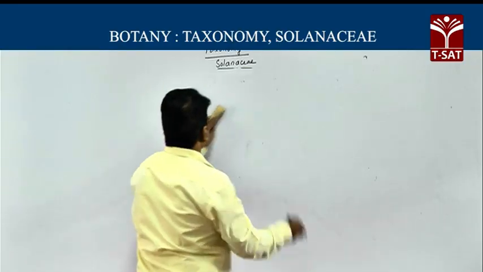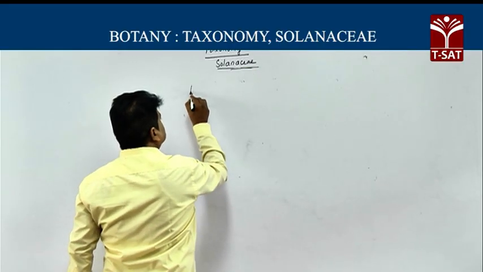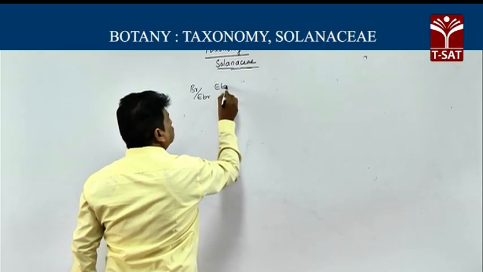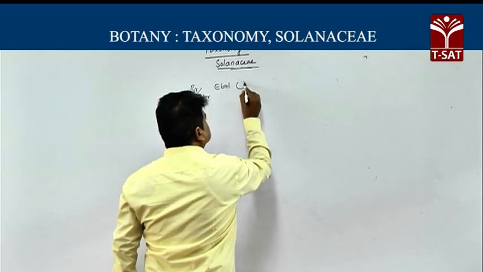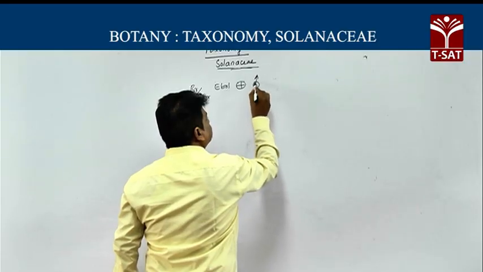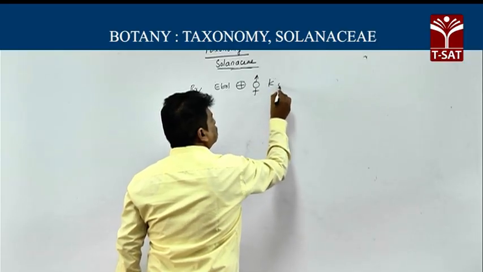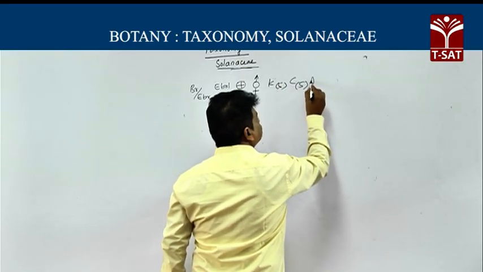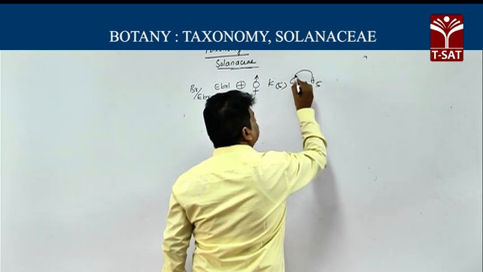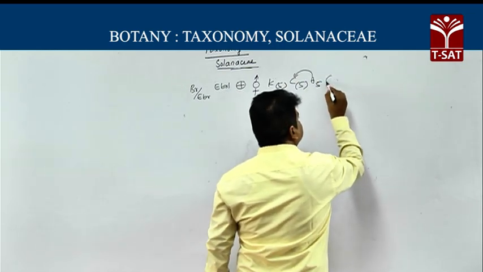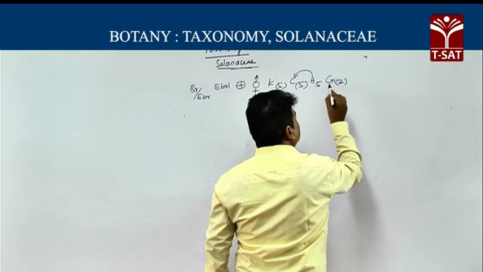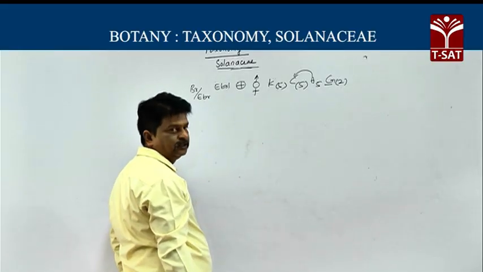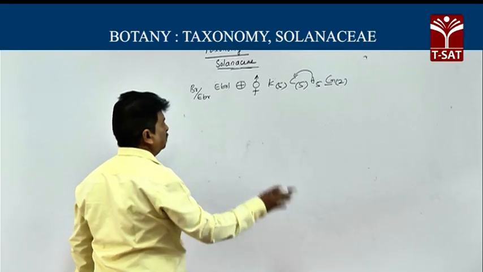The next one, floral formula. Bracteate or ebracteate, ebracteolate, actinomorphic, bisexual, calyx 5 fused, corolla 5 fused, androecium 5 free but epipetalous, gynoecium bicarpellary, syncarpous and hypogynous. It is the floral formula.